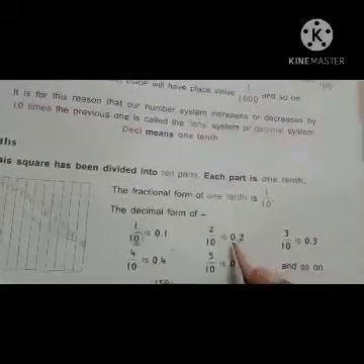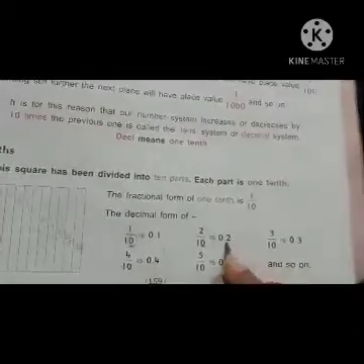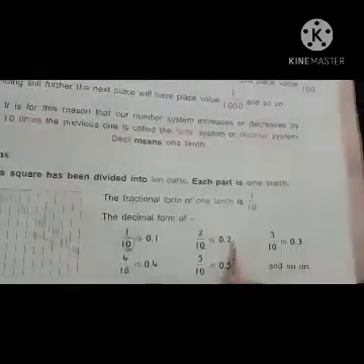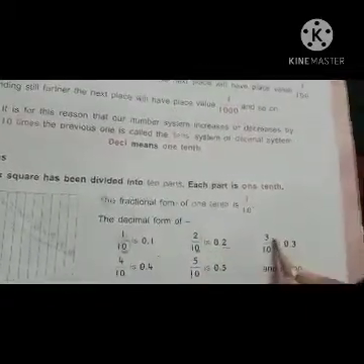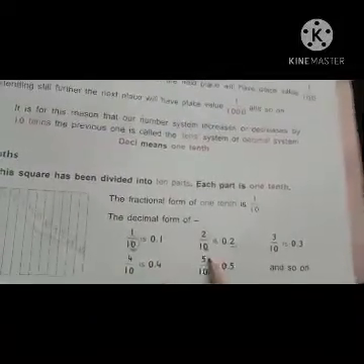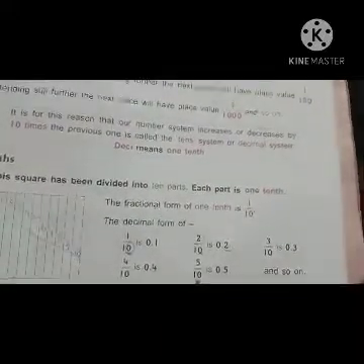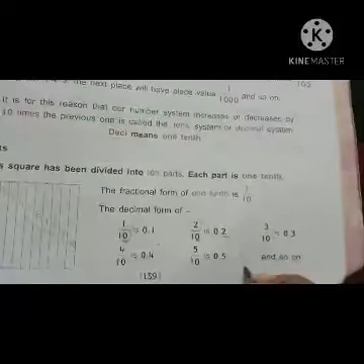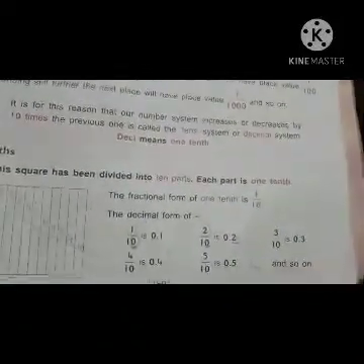See here again, 2 by 10 is equal to 0.2. Here how many zeros are there? One zero. After the decimal point, how many numbers are there, children? Only 1. That number is already here. See, children, 2 by 10 equals 0.2. 3 by 10 is 0.3. 4 by 10 is 0.4. 5 by 10 is 0.5. Next tell, children, 5 by 10 is already finished. 6 by 10 means what is the number? Very good. 6 by 10 is 0.6.